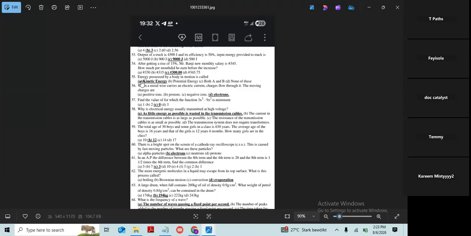While potential energy is the energy at rest. So the answer is what? Kinetic energy, because it is energy in motion. Do you understand that?